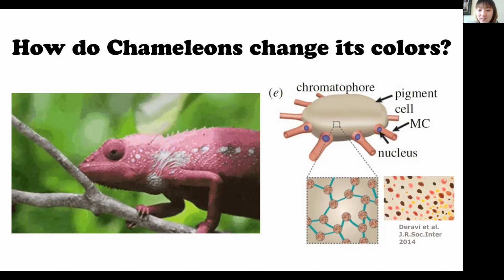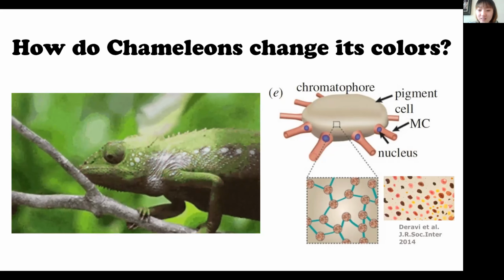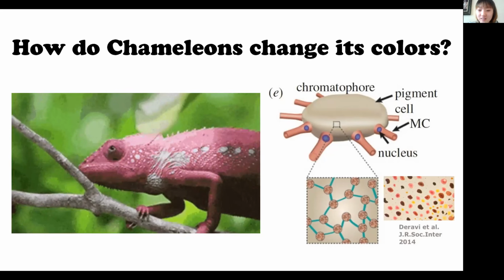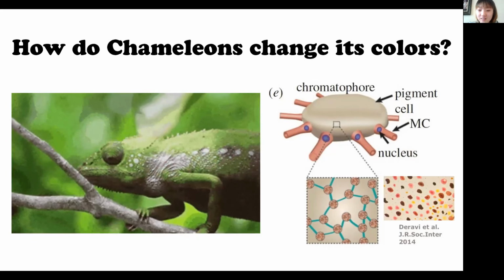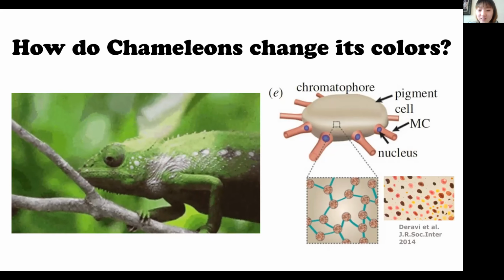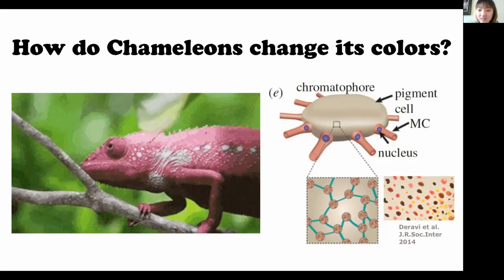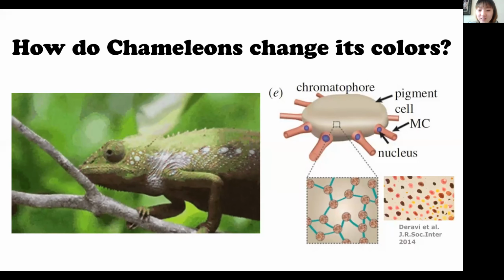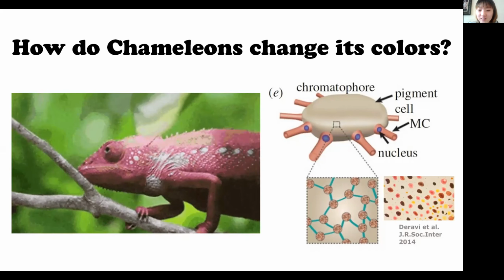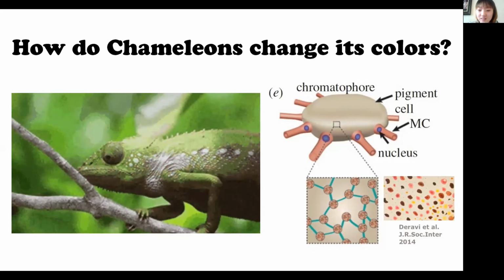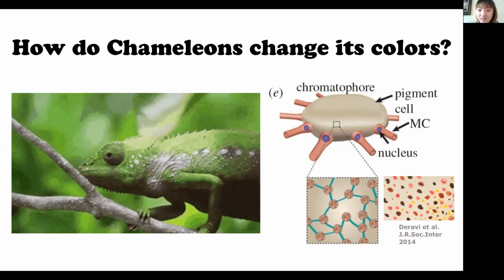Chameleons can change their colors to avoid predators, to express their feelings, and to control their body temperature. Normally, people think that chameleons change their colors by their pigment, but it was not. They have special skin cells called chromatophores, and these cells contain different kinds of pigments, so they can open and close their cells to show their colors.